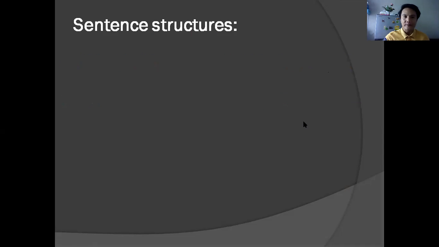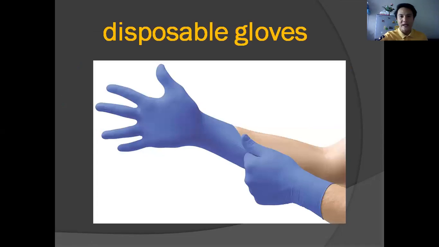For example, this one. What are they? Because there are two, it's a pair. So two or more things, we use are. So what are they? What is your answer? They are disposable gloves.